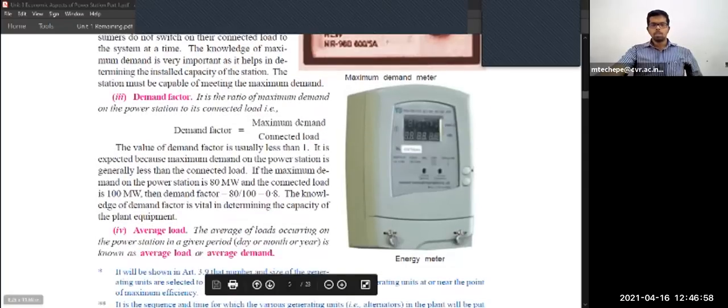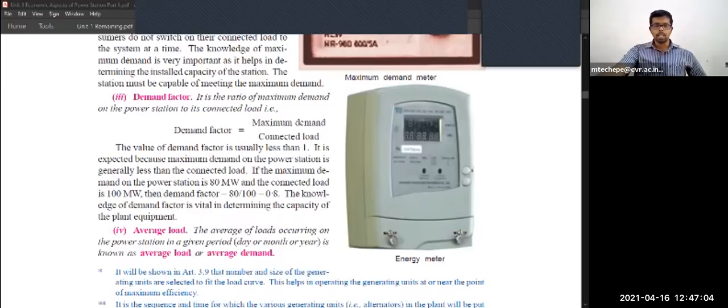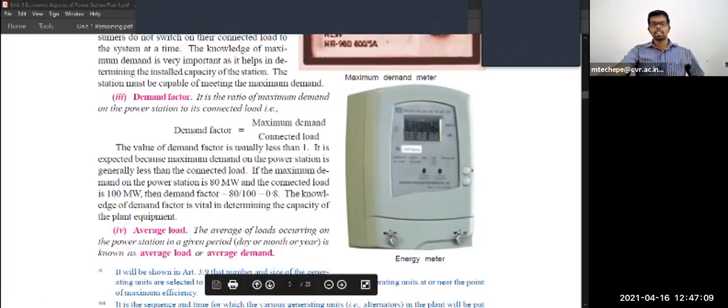Next, the knowledge of demand factor is vital in determining the capacity of the plant equipment. So the capacity of the plant equipment also depends on this demand factor. One example is given in this.